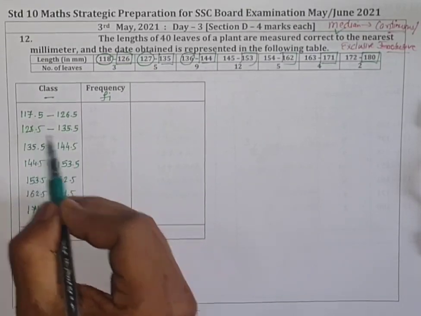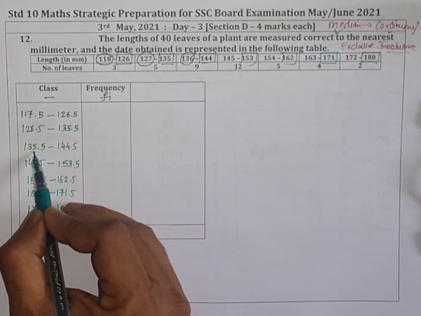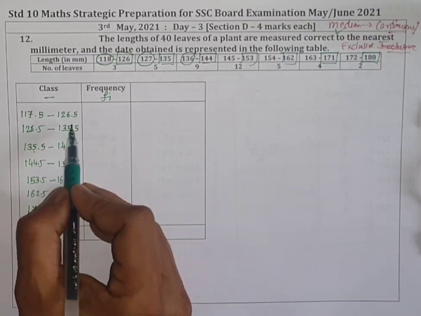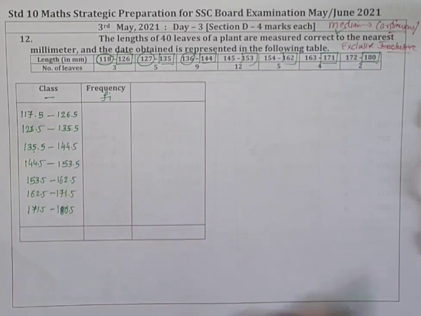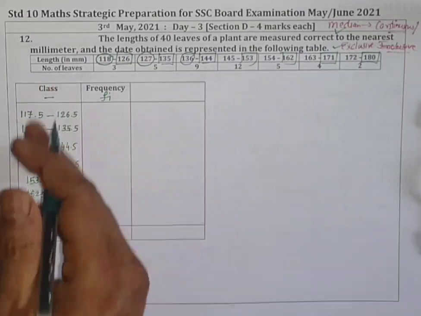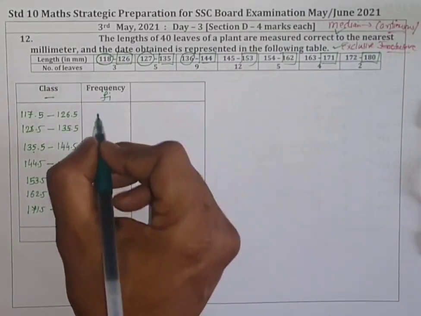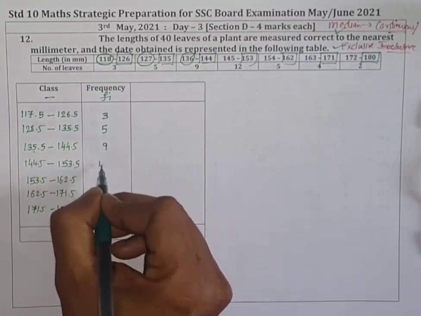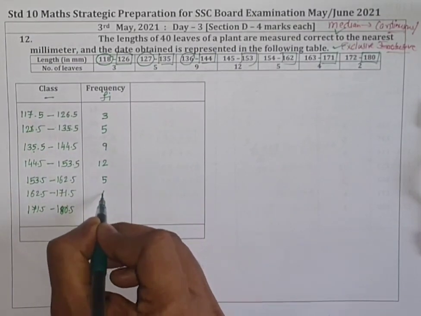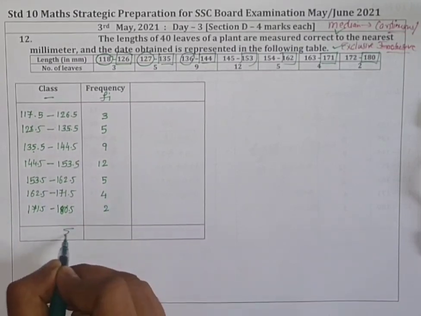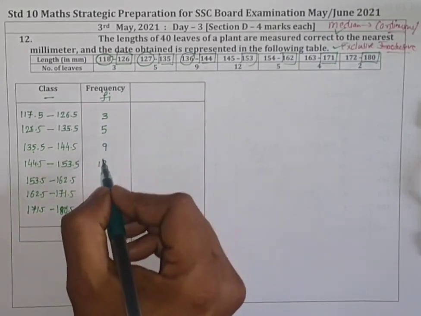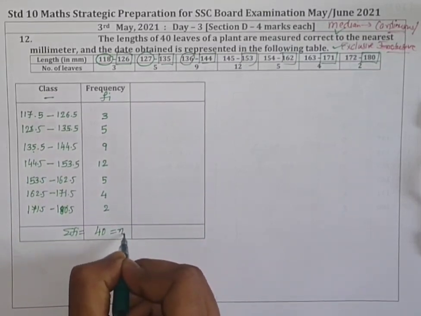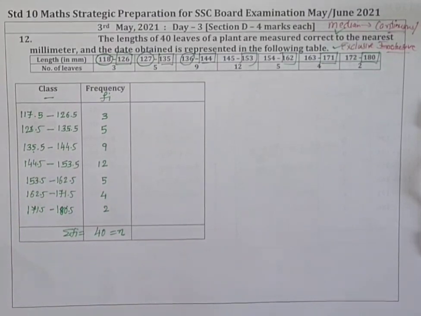Now 126.5, 126.5, 135.5, 135.5. So those values are okay. Here it is not included. So हमने exclusive distribution बना दिया, continuous frequency distribution बना दिया. Here the frequency is 3, next is 5, 9, 12, 5, 4 and 2. Now sigma Fi 8, 17, 29, 38 and 40, also N. So now this is okay.